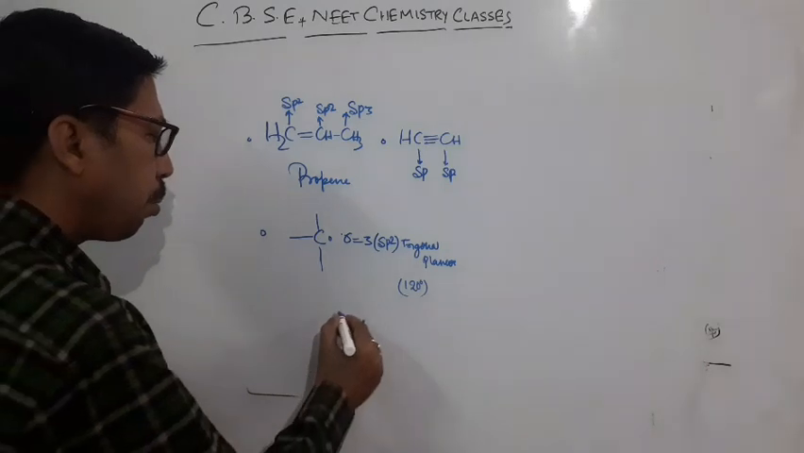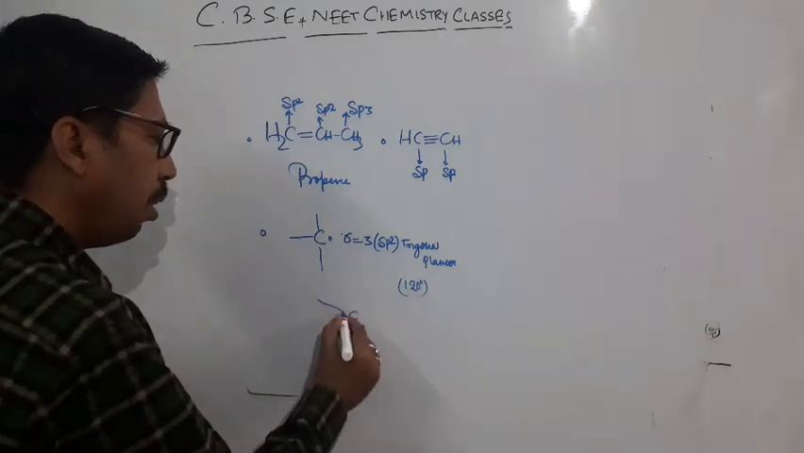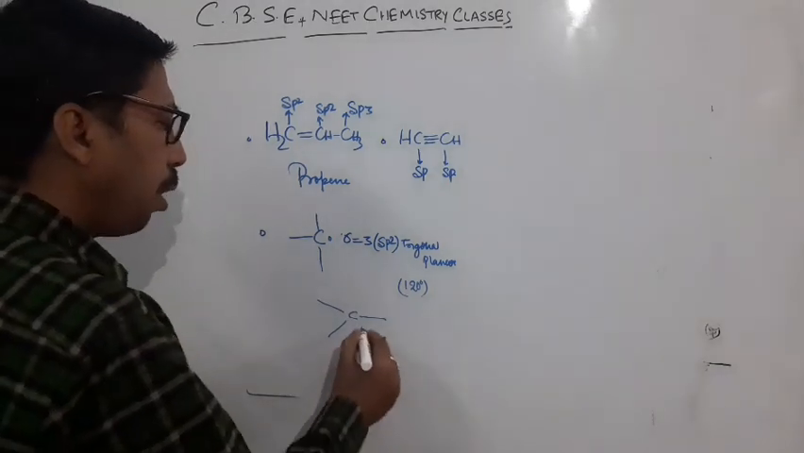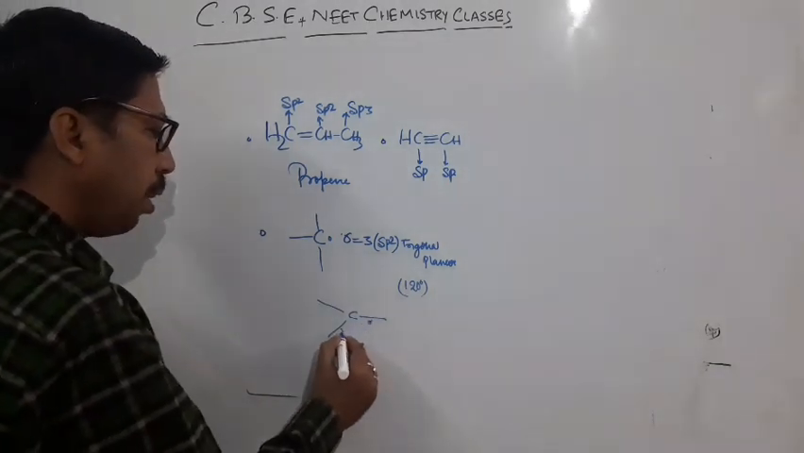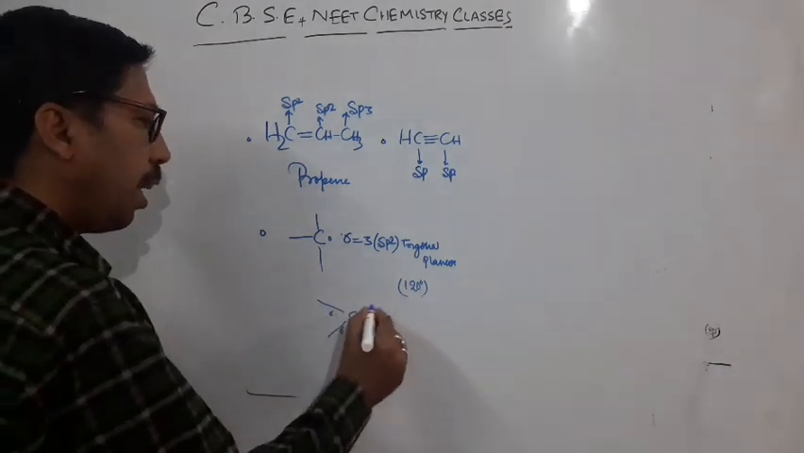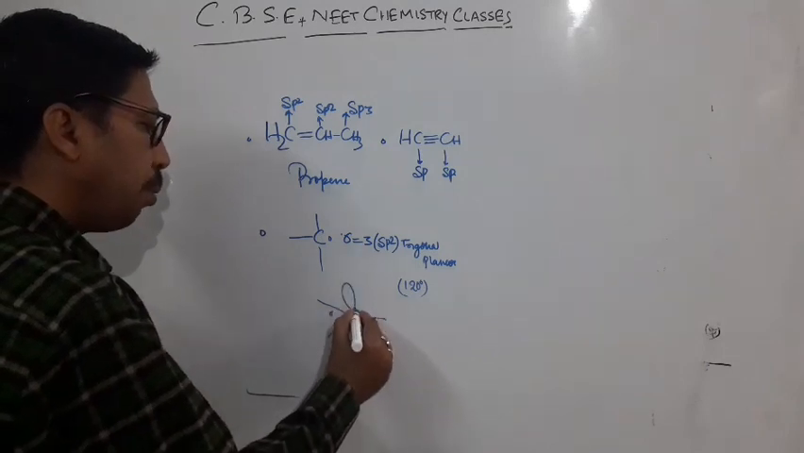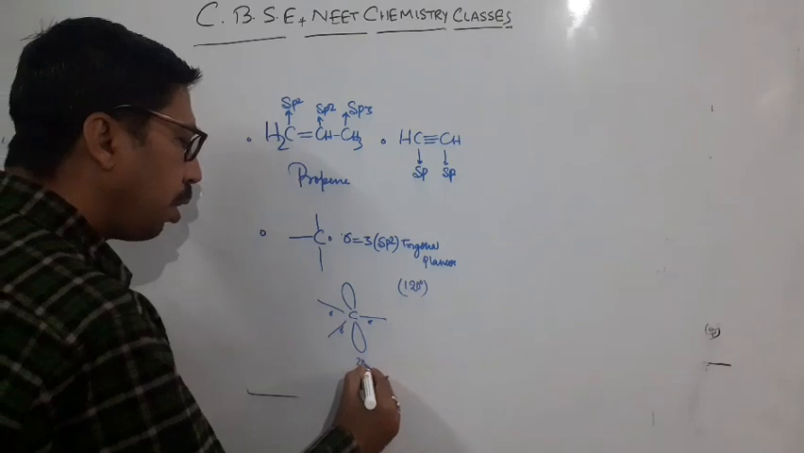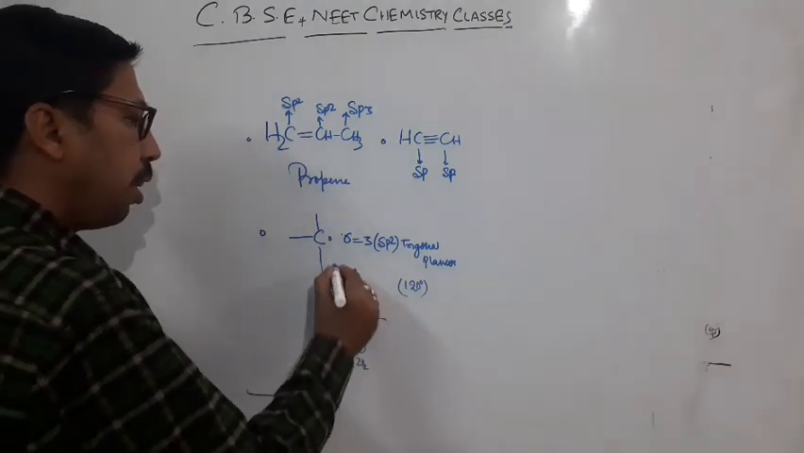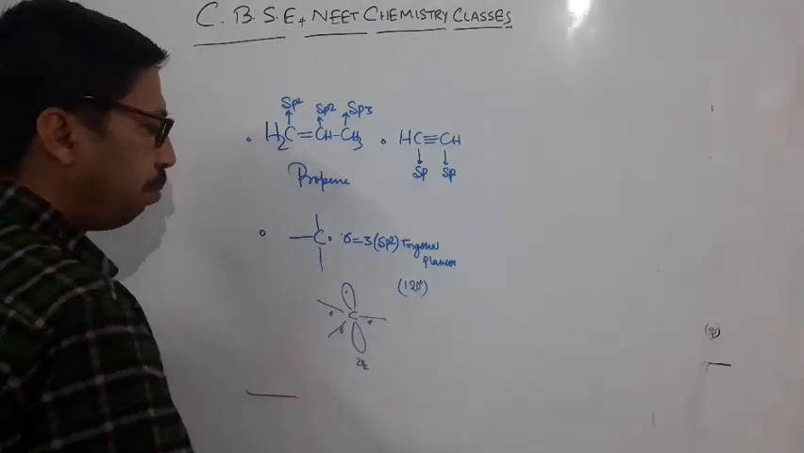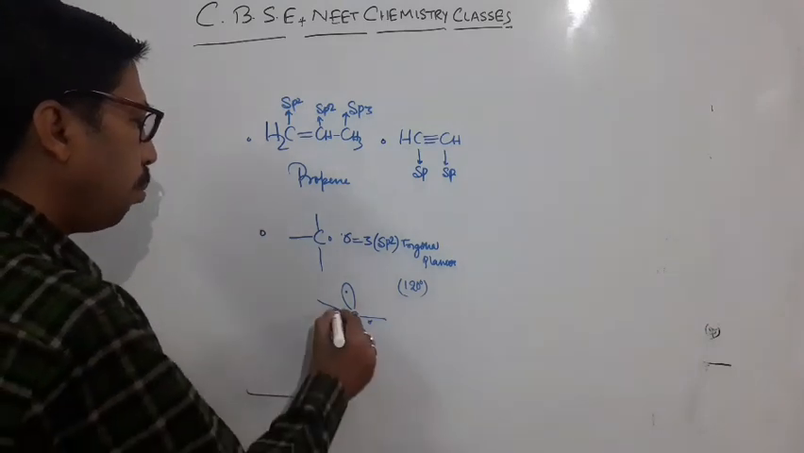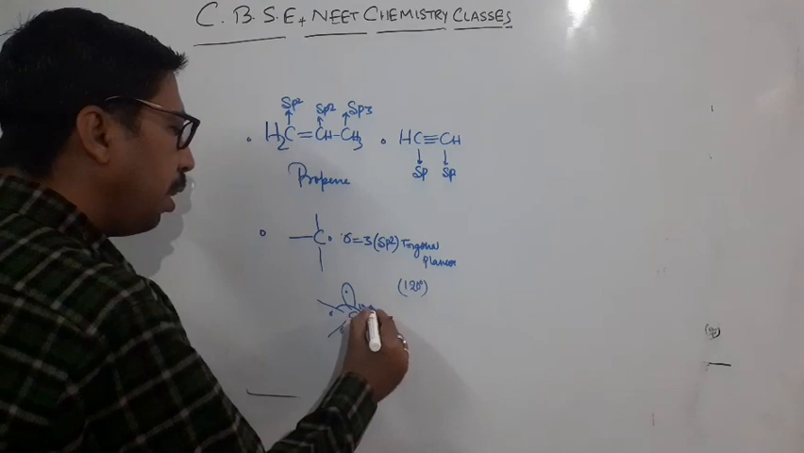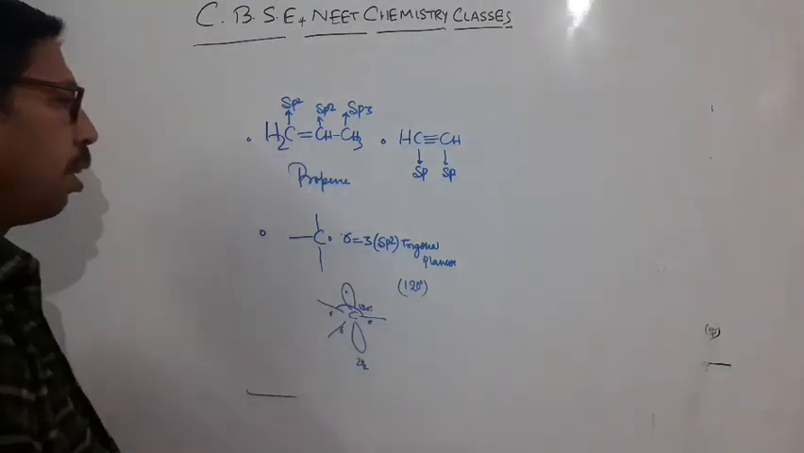We can express this in this way: 3 sp2 hybrid orbitals forming 3 sigma bonds and 1 2pz orbital, which does not take part in the hybridization, contains the free electron. So the bond angle here, you can see, is 120 degrees.